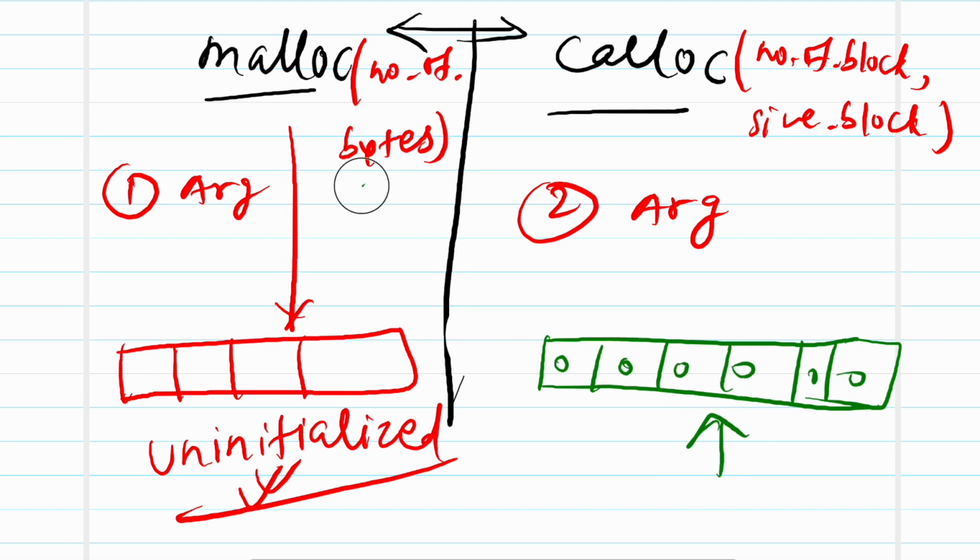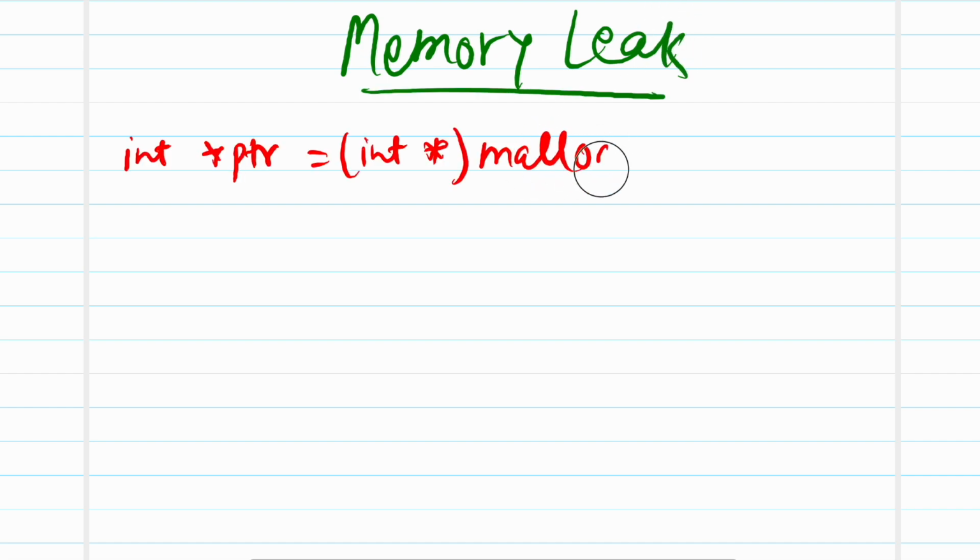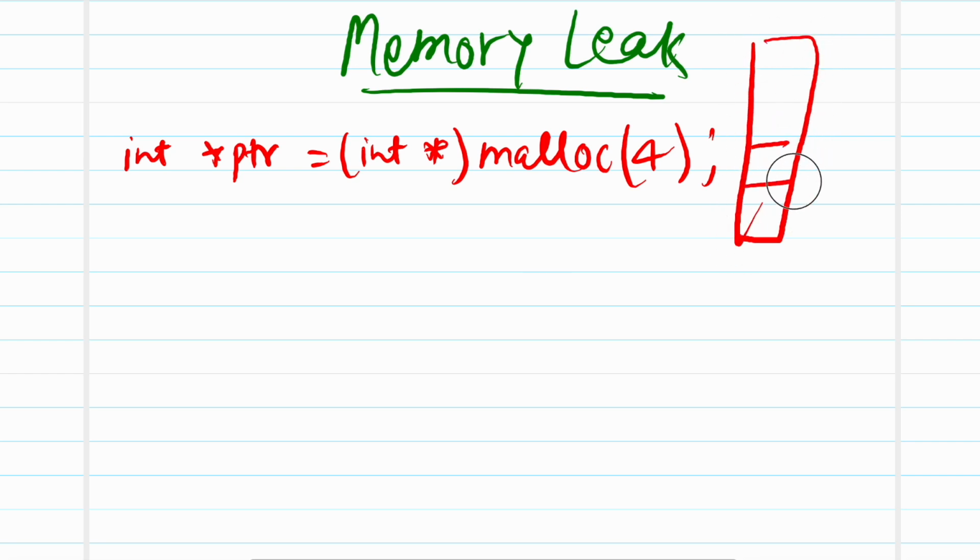And there is a serious problem that programmers run into when dealing with these dynamically allocated memories, that is memory leak. Whenever you create memory dynamically with the help of malloc or calloc, these dynamically allocated memories are allocated from your heap area, and this is a limited area taken from your RAM.